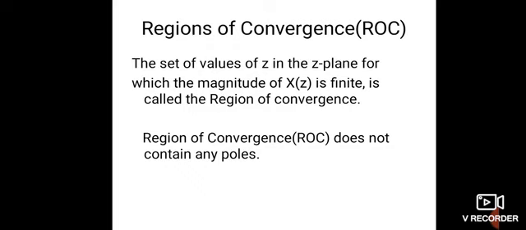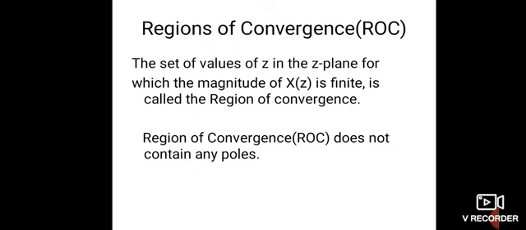So next I am discussing the region of convergence. Now what is the region of convergence? The set of values of z in the z plane for which the magnitude of X(z) is finite is called the region of convergence. First we have to know the meaning of convergence. That means the region where I am getting finite values. Suppose x equal to 2 by 0, it is equal to infinity. That means x does not converge. If I take x equal to 2, then it converges to a finite value.